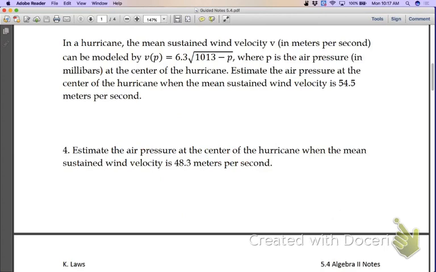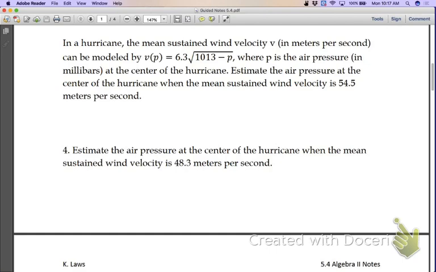So here it says in a hurricane, the mean sustained wind velocity, V, in meters per second can be modeled by V of P is equal to 6.3 times the square root of 1013 minus P, where P is the air pressure in millibars at the center of the hurricane. Okay, so then it says estimate the air pressure at the center of the hurricane when the mean sustained wind velocity is 54.5 meters per second.